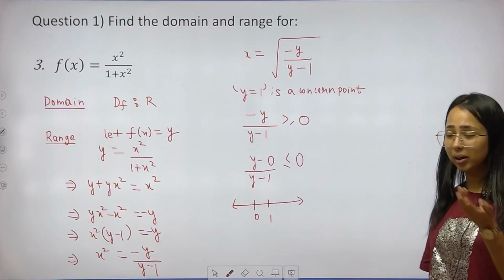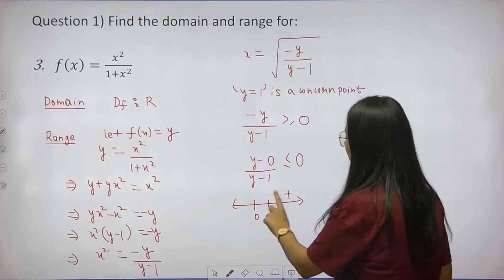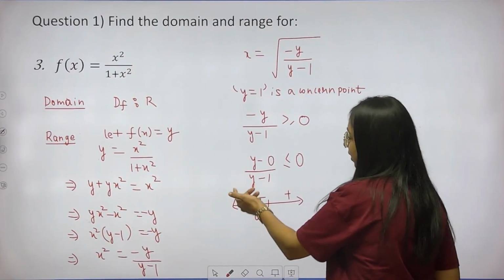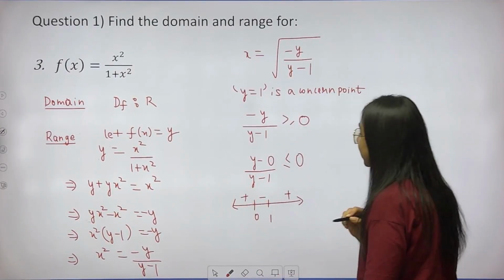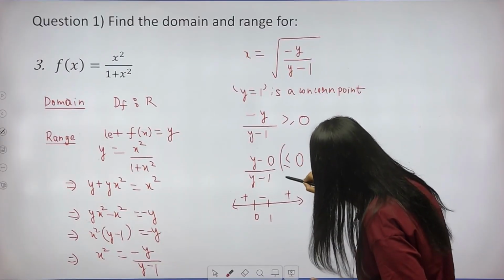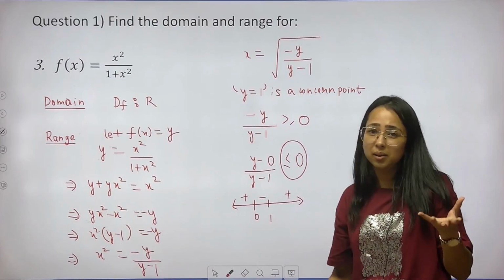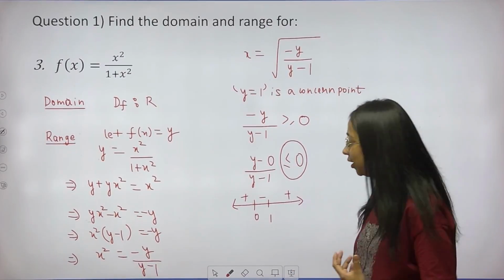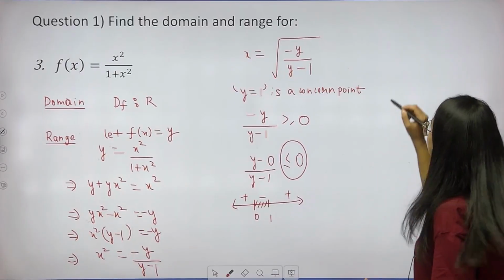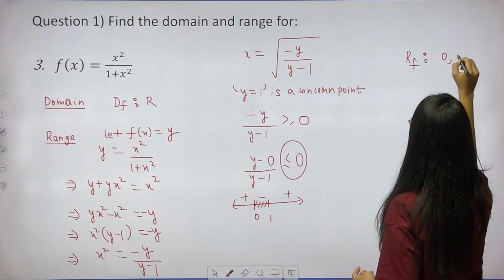Let's now take a number greater than 1. Let's take 2. We get a positive output. Let's take 0.5, we get a negative output. And let's take minus 1. We get a positive output again. Clear? Now we need a y value which is less than 0, which basically means that we need a negative value. So for that we'll take this particular portion. So the range will be equal to 0 till 1.